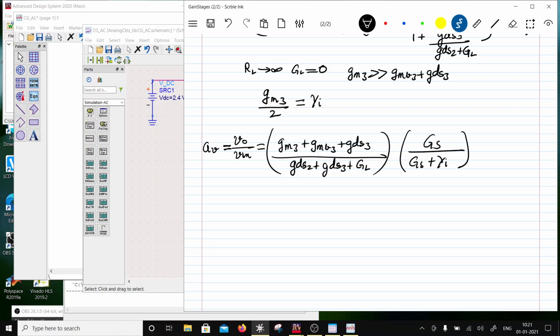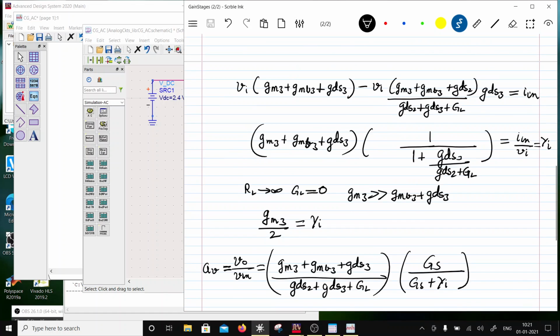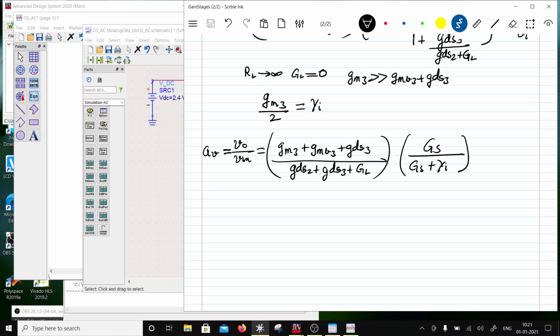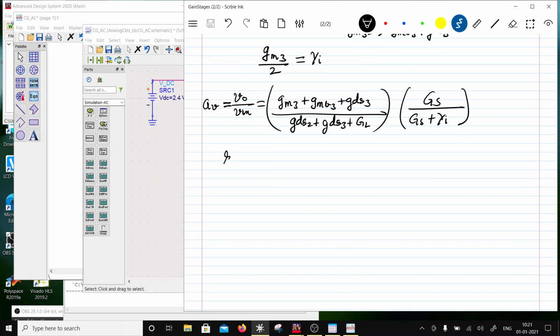Okay, so this is my exact value of voltage gain, but the approximate value is the same as that of a common source amplifier. Now what about the input impedance? Okay, so AV is clear. So let's look at the input impedance. Ri or Rin is going to be equal to Rs plus 1 over Yi, right?